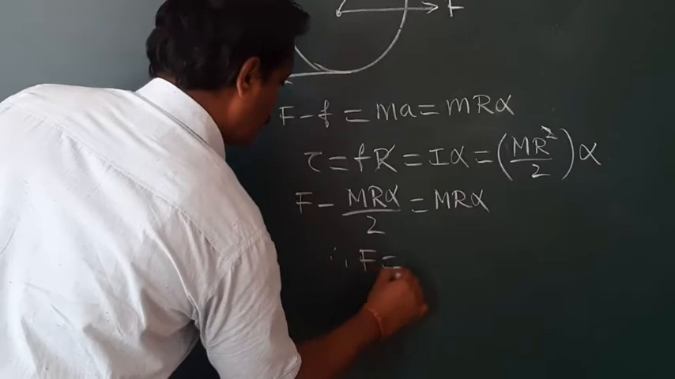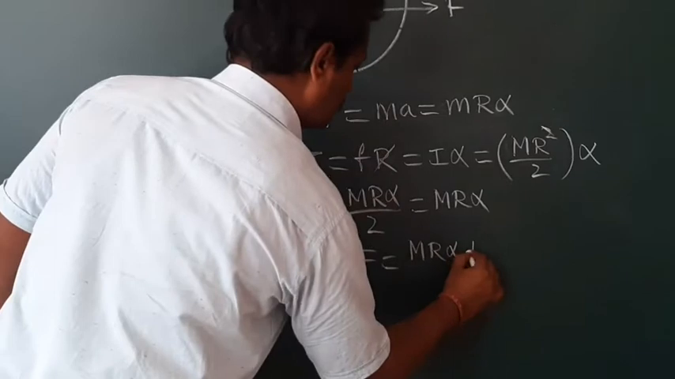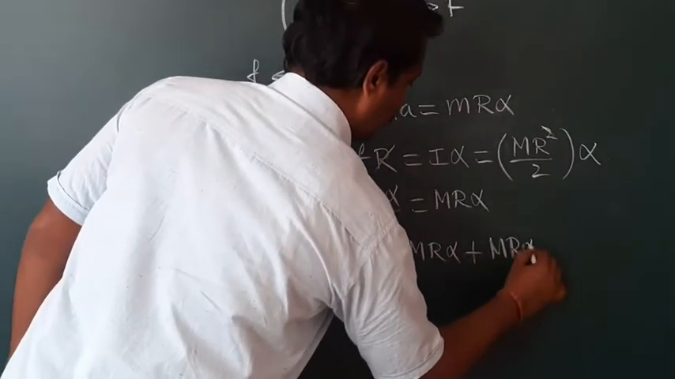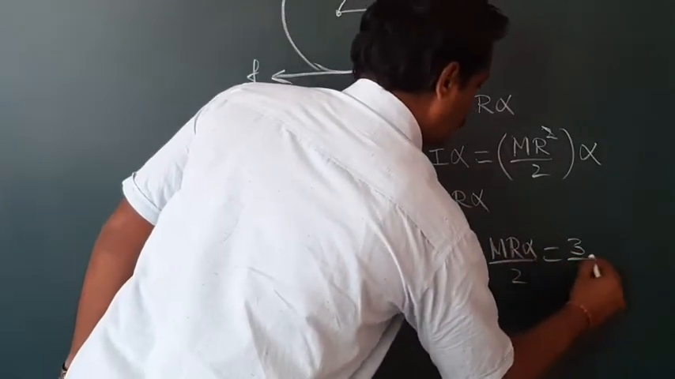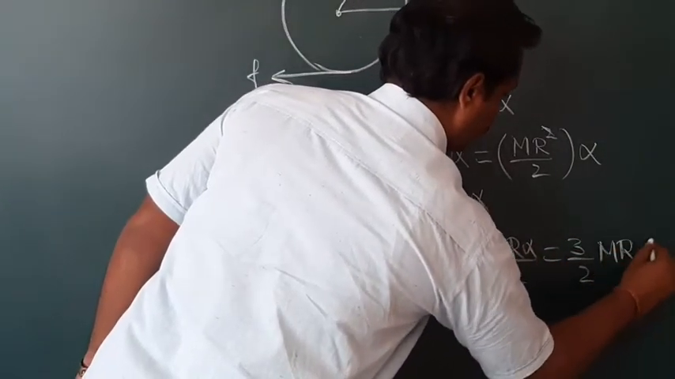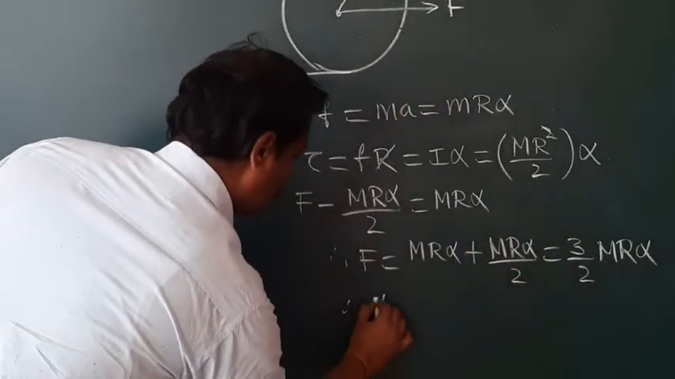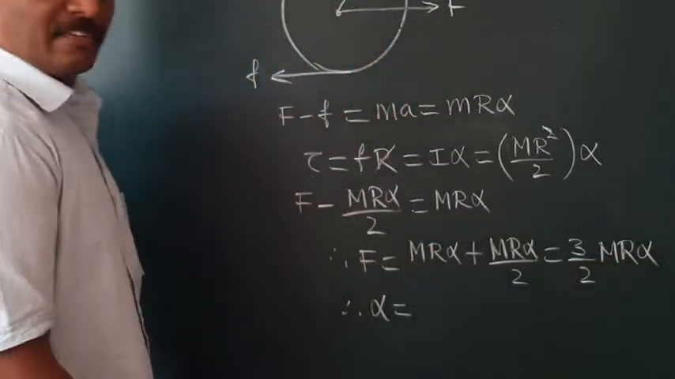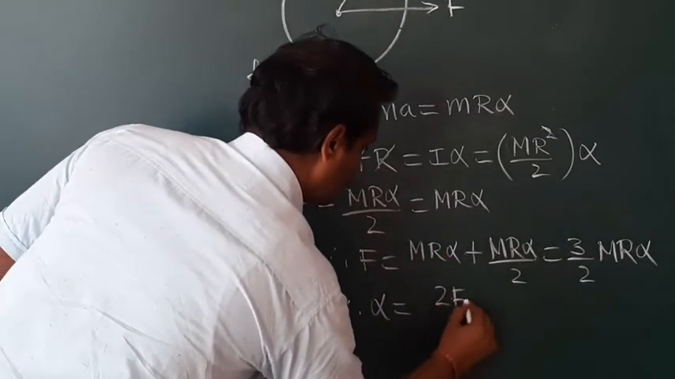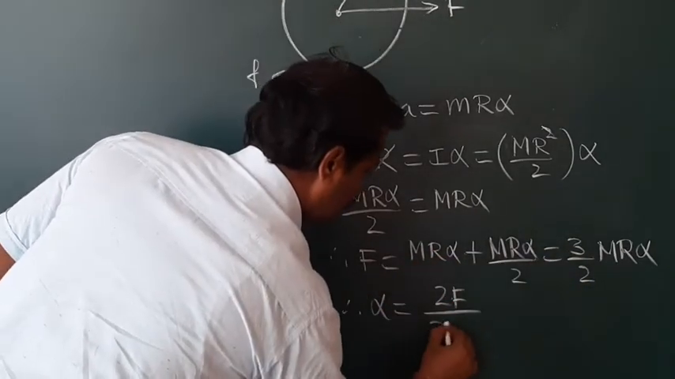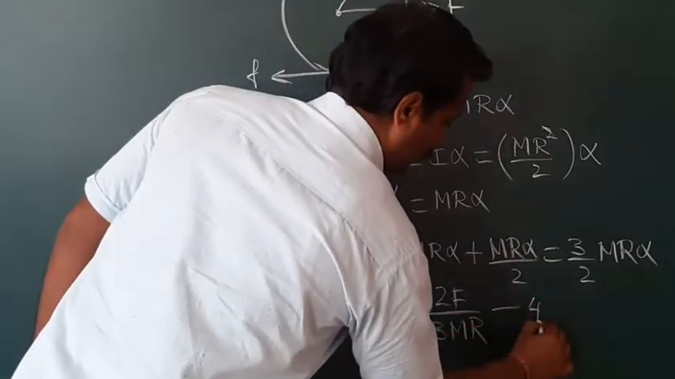Therefore, F is equal to mr alpha. When you send it to the right side, it becomes plus. So plus mr alpha by 2. So mr alpha plus mr alpha by 2 is 3 by 2 mr alpha. Therefore, alpha is equal to, we want angular acceleration, that is alpha. Therefore, alpha will be equal to 2F divided by 3mr. This is the answer. I think option 4.